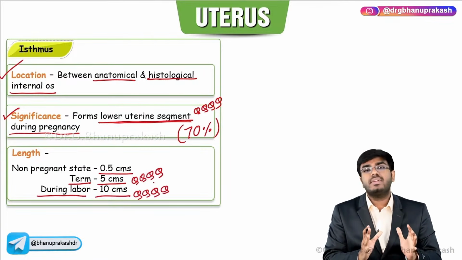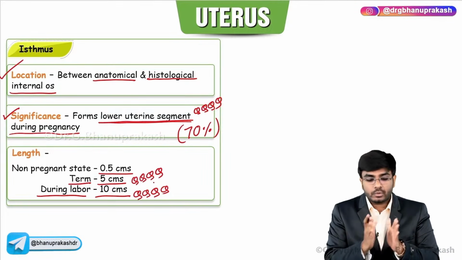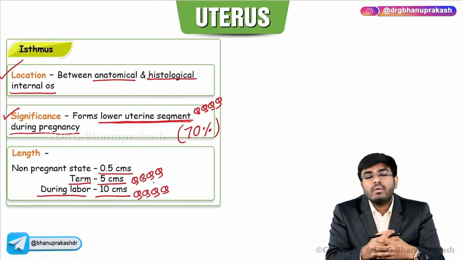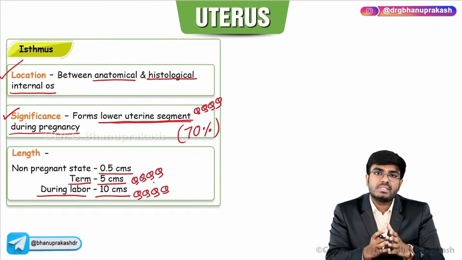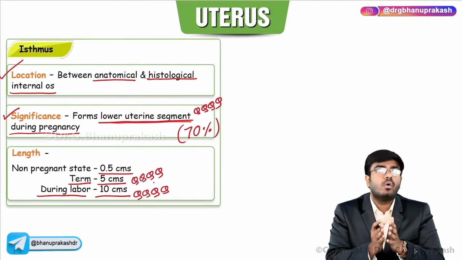So the isthmus is very, very important. The lower uterine segment is formed by the isthmus. Now we have completed the topic of the uterus. Now let's continue with the fallopian tubes and the ovaries.